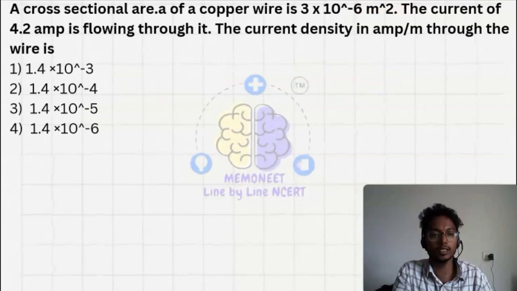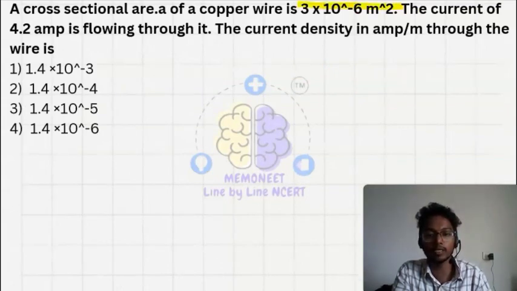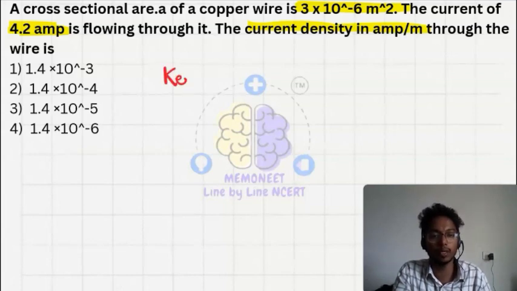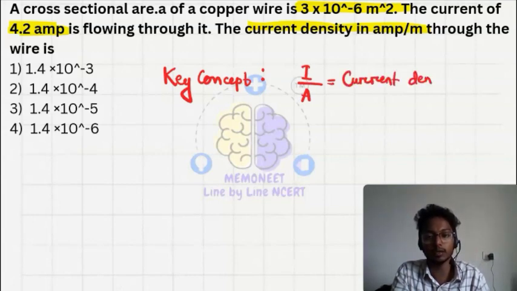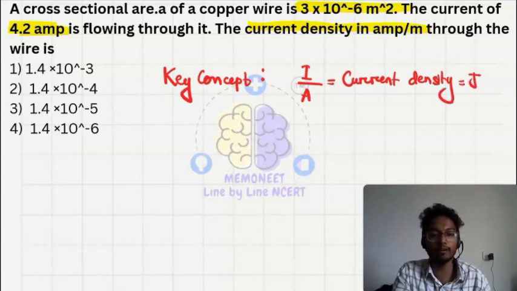Then our next question: the cross sectional area of a copper wire is 3.3 into 10 to the power minus 6 meter square. A current of 4.2 ampere is flowing through it. Find the current density in ampere per meter square. So what will be the current density? Let's see the key concept. We know that current I upon A equals current density, or we can call it J. J equals current upon area of cross section.